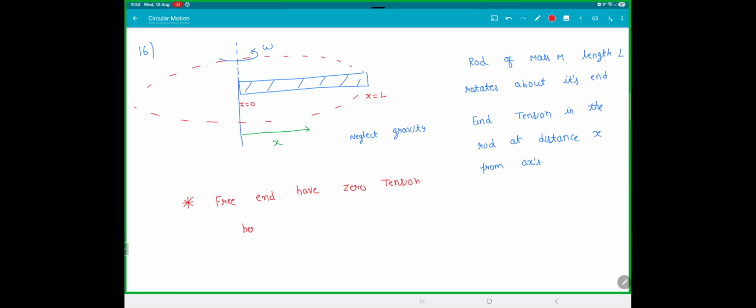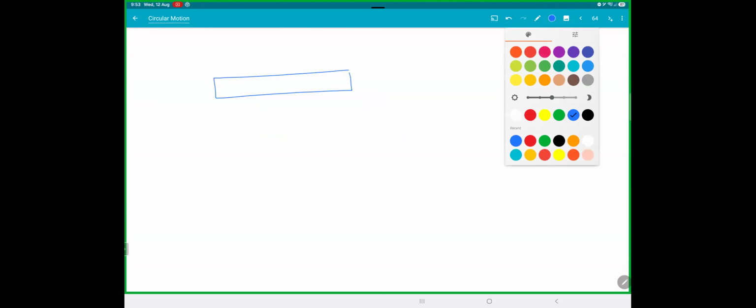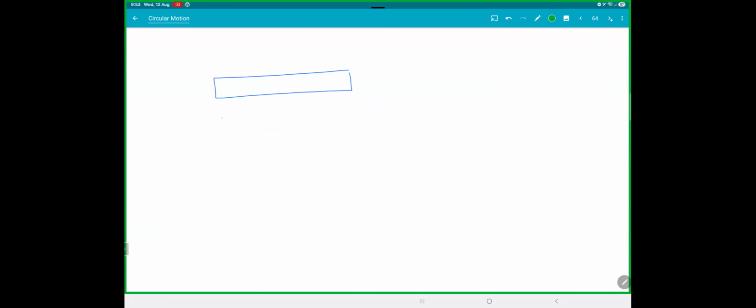So here at x is equal to L, the tension is zero. So be careful with the limits there. Perfect. So take a rod. Now in the previous question, remember I ignored that dt. Now I will not ignore it.